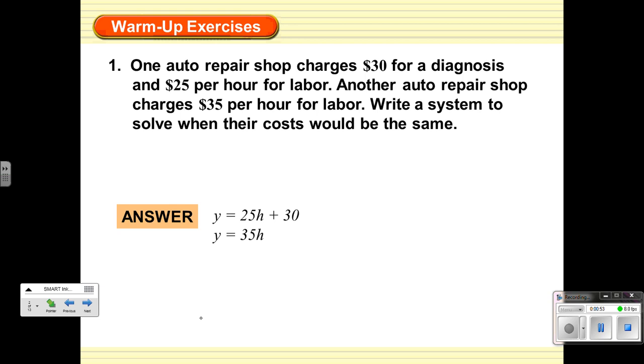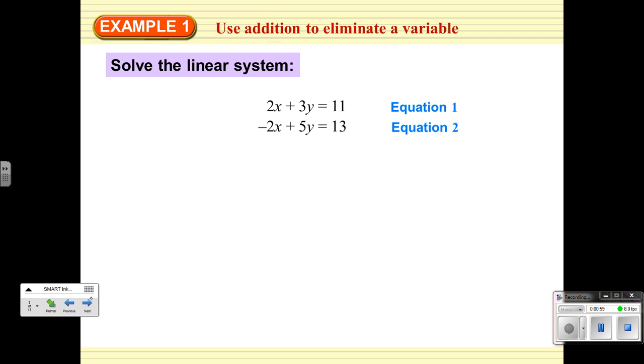You would just set them equal to each other. That'd be a great substitution problem. Sometimes substitution works best. But let's go ahead and focus on using addition to eliminate a variable. We've always thought about addition as adding just two numbers or two terms together, like the 2x plus 3y that we see right here.